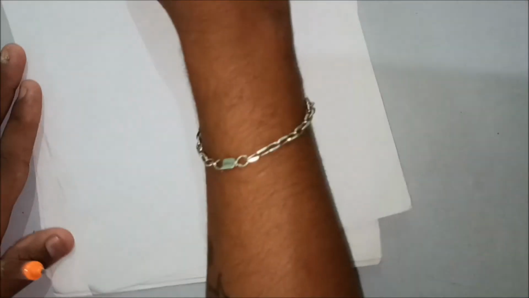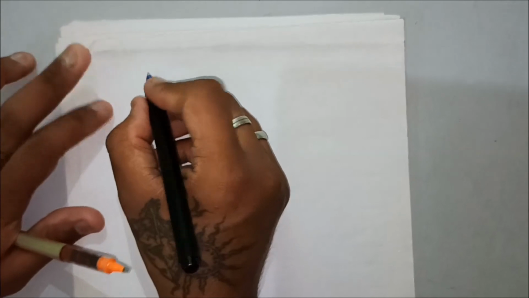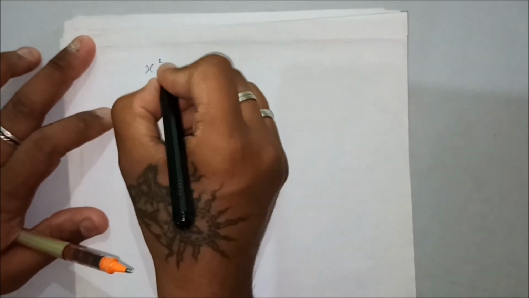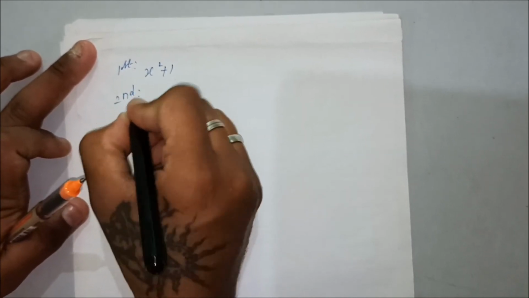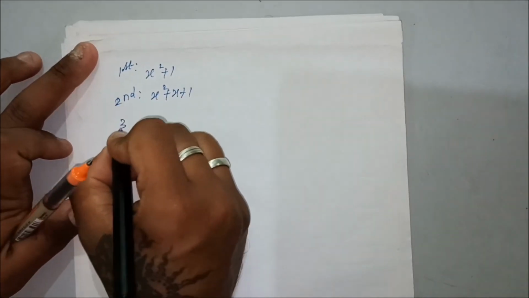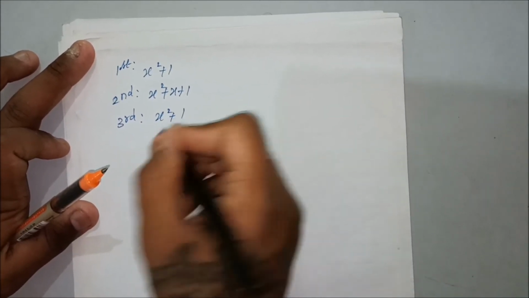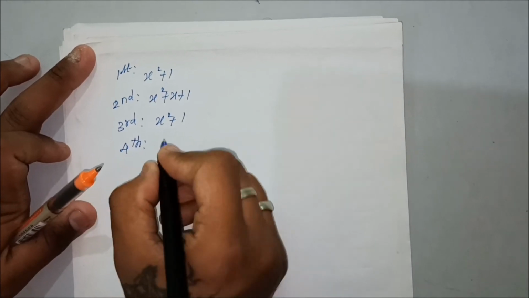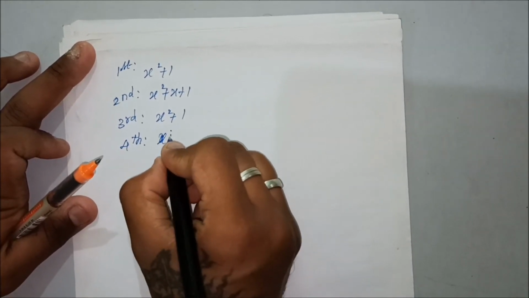First of all, I am going to write the value of the first row. The first row value is x square plus 1. What is the value of the second row? The second row value is x square plus x plus 1. What is the value of the third row? The third row value is x square plus 1. And the fourth row value is x plus 1.